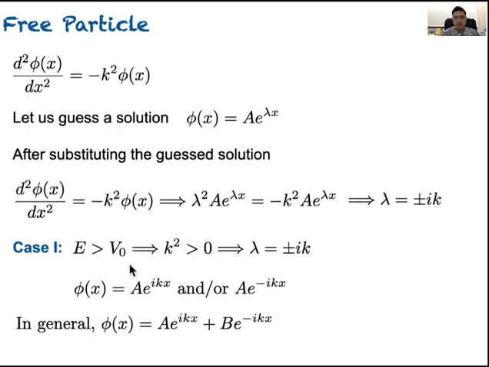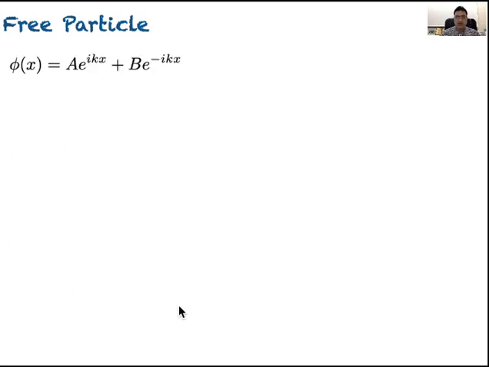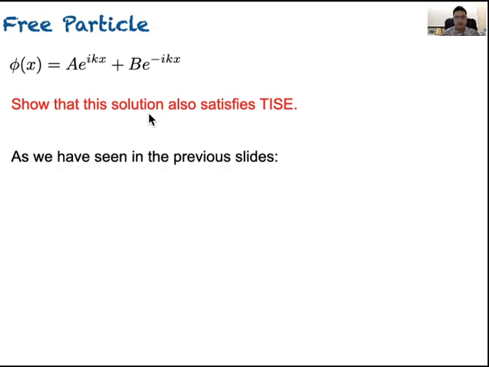In a similar fashion we can say that if these both are solutions of this Schrodinger equation, then a times e^(ikx) plus b times e^(−ikx) is also a solution of the Schrodinger equation written at the top, where a and b are constants. So this is what we have written out. You can show that this also satisfies the time independent Schrodinger equation.